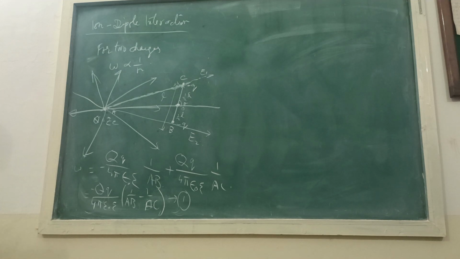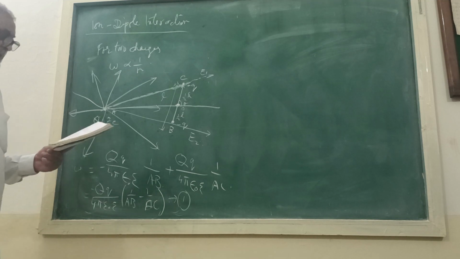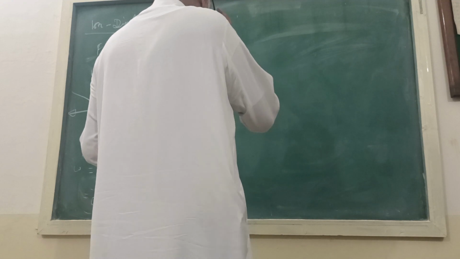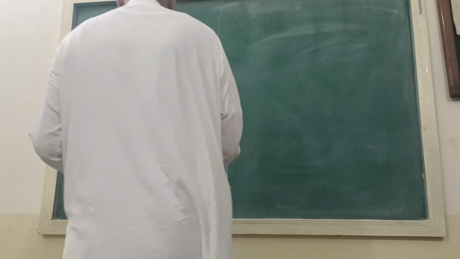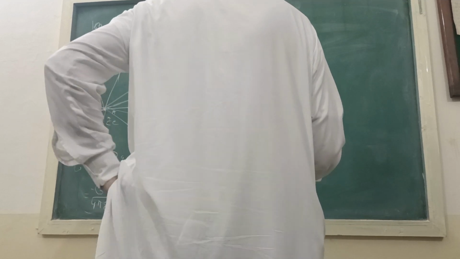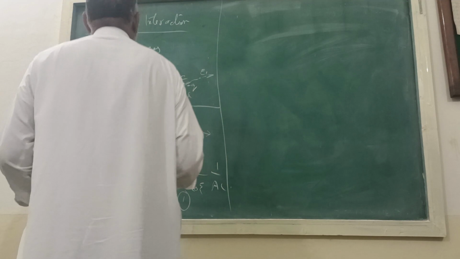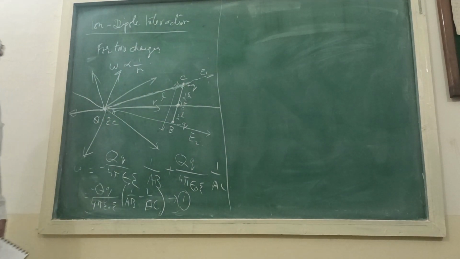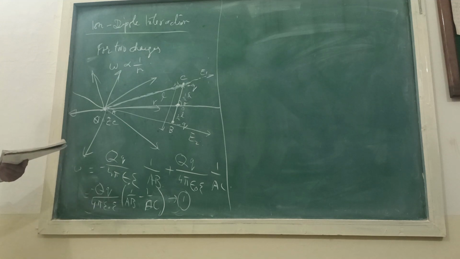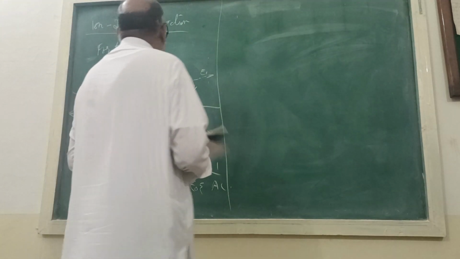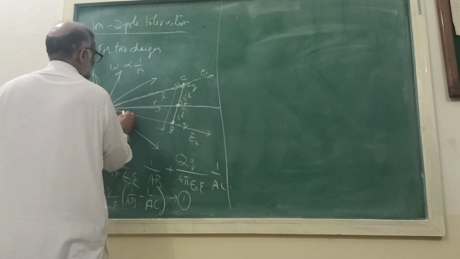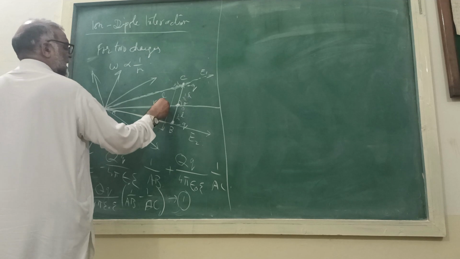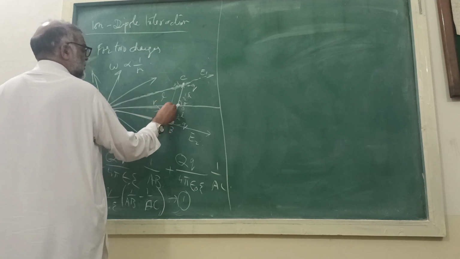Now we want to find AB and AC. If I look here, I call this distance R, which is the distance from the center of the dipole to the outside charge, which is Q. So here I can say that this will be equal to this, and this will be equal to something like this.